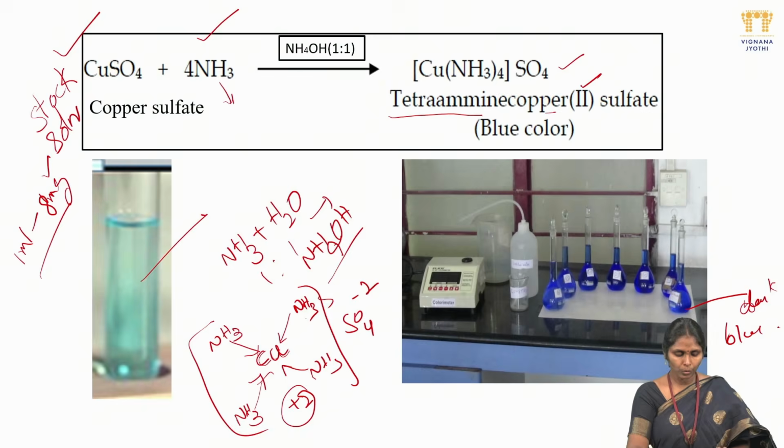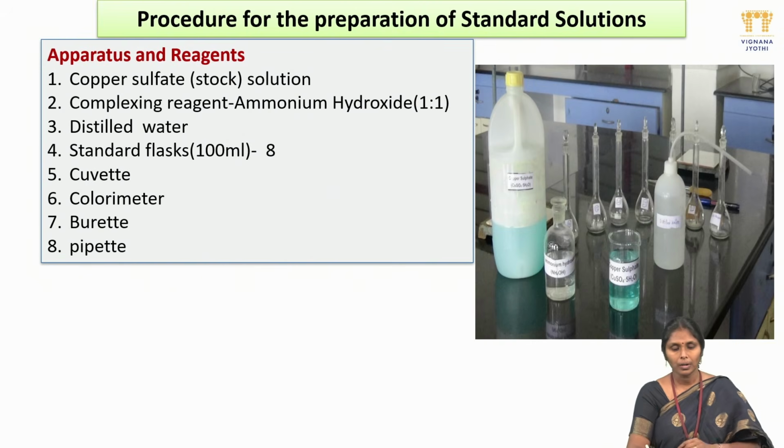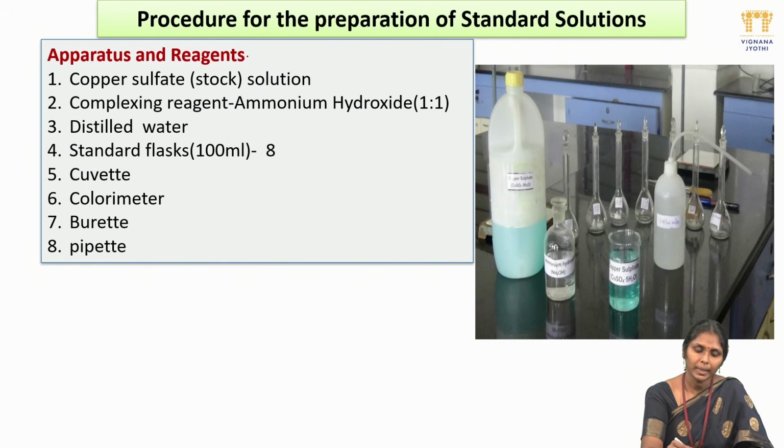Let us know how to prepare the standard solutions. For that, you should know what apparatus and reagents are required for this experiment. Mainly we use the stock solution, the copper sulfate pentahydrate solution, and then the complexing reagent, ammonium hydroxide solution, and distilled water for making the standard solutions. Here we need volumetric flasks: 100 ml volumetric flasks, 8 flasks are required. Then a cuvette, used for determining the absorbance of the particular solutions.